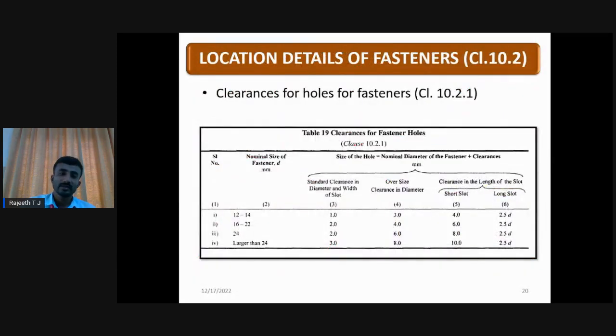Now for the location of the bolts or fasteners according to clause 10.2, the clearance for the fasteners we should take as per Table 9 of IS 800. Here, for a bolt diameter between 12 to 14, we should take the standard clearance as 1 mm and the oversize clearance as 3 mm. This is the extra hole we need to make to put our bolts in the plates. Assume this is the plate and we need to put one bolt; how much hole we need to make depends on the diameter.